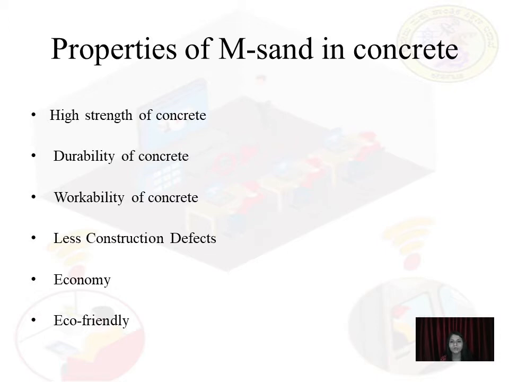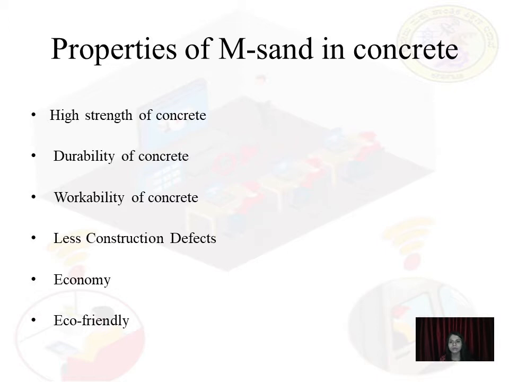The next is eco-friendly. The mining of river sand has led to many environmental disasters like the soil erosion of riverbed and banks, and it has damaged the natural ecosystem. The groundwater may get depleted. All these are the environmental disasters which are caused by the mining of river sand. This can be overcome by using manufactured sand, which is an eco-friendly and sustainable resource for construction purposes.